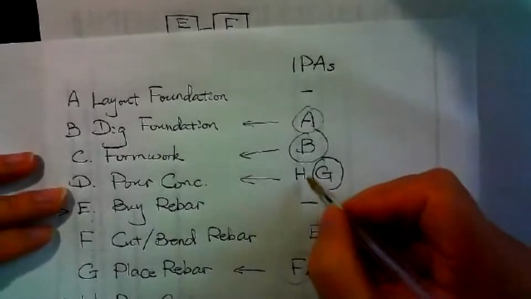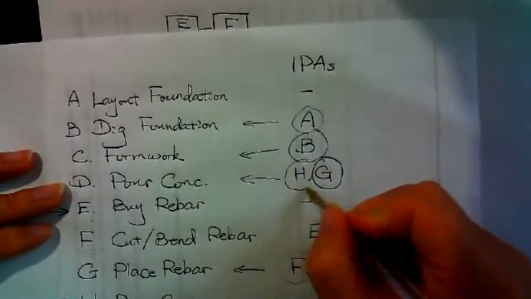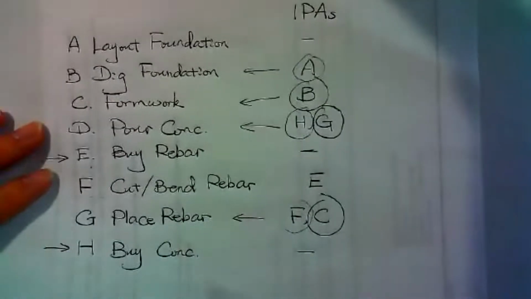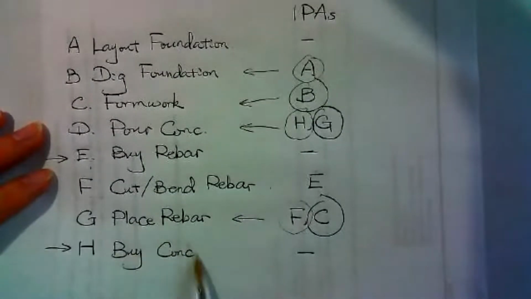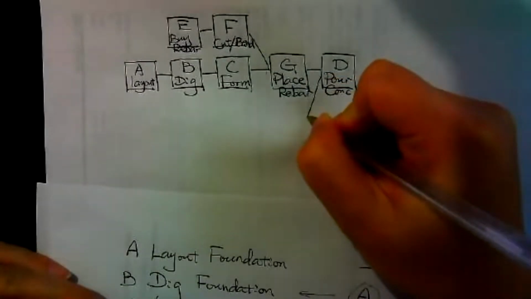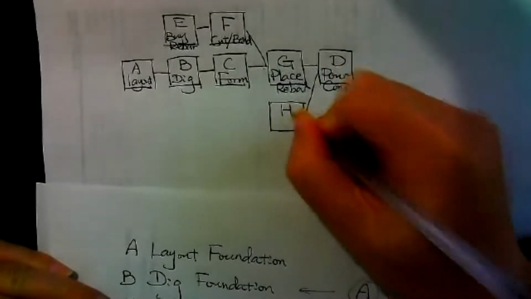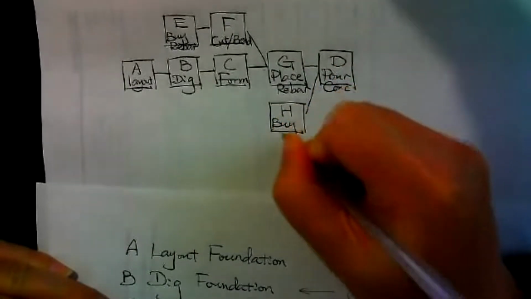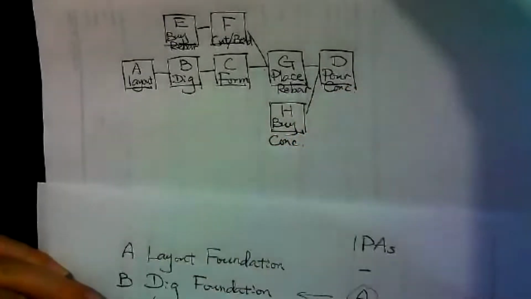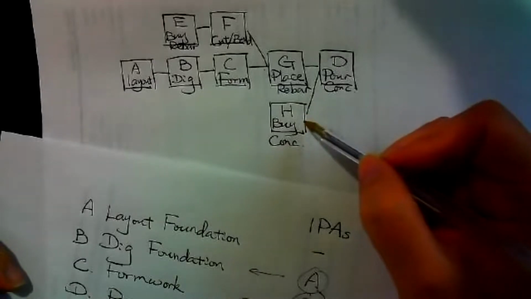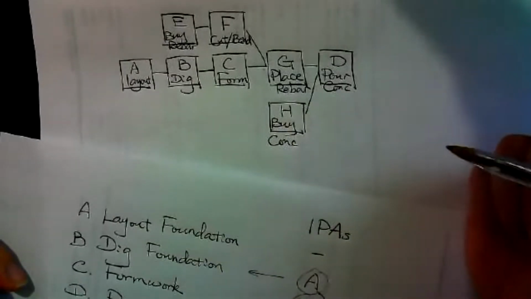Also, similar to before, this pour concrete, in addition to G, has another head, which is H. H is a shopping one, another head. So this one has another branch over here, which is H, buy concrete. Okay, when you reach another head, when you reach a procurement, you can stop over here.